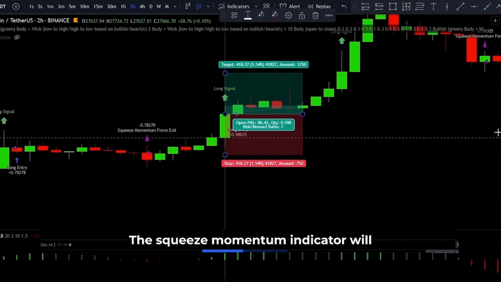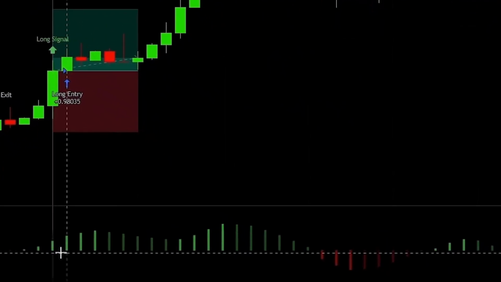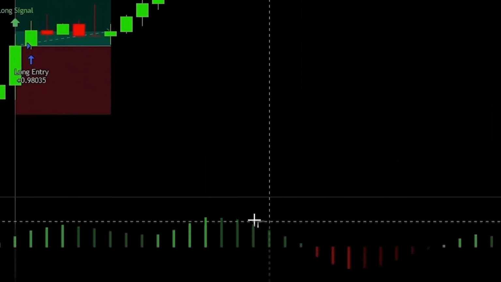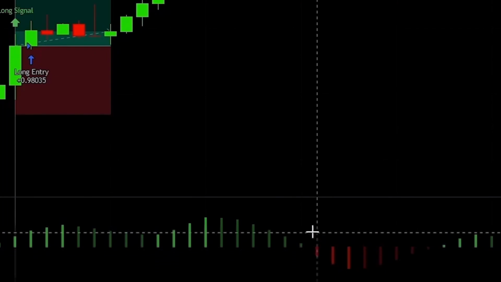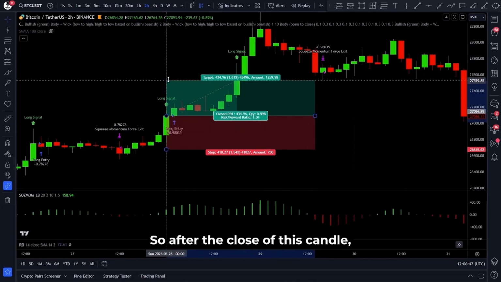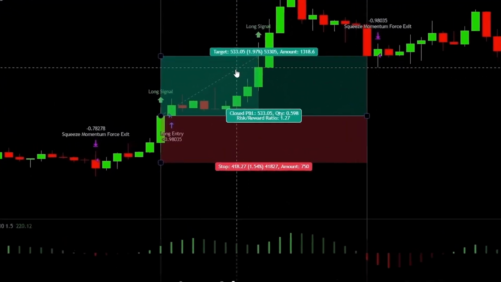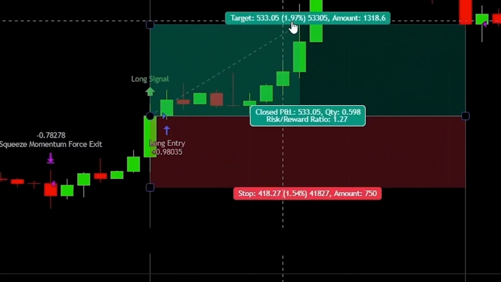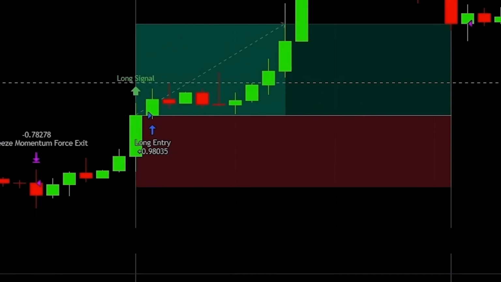The squeeze momentum indicator will help us with the exits. We will exit the position once the squeeze momentum indicator, which you can see on the bottom, turns from green to red. And that happens right on this candle. So, after the close of this candle, the strategy would have exited the position. And if we take a closer look, you can see that this movement was a 1.97%. Let's see another example, then I will show you the version with the filters.